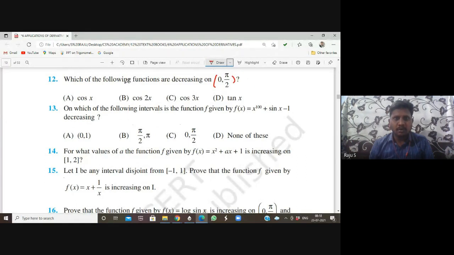So what about the tan x? Tan x derivative is secant square x. Okay, secant square x is clearly greater than 0. Tan x is also an increasing function. Tan x is an increasing function from 0 to pi by 2, because when we observe the graph of the given function tan x, it is clearly increasing.